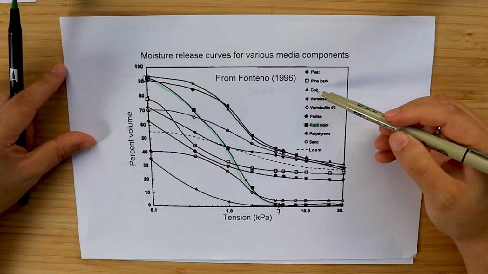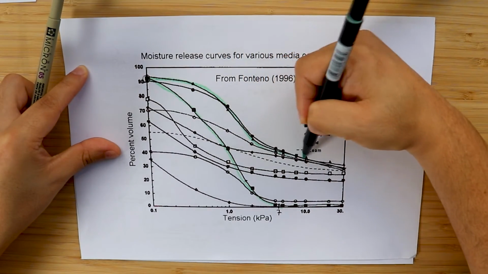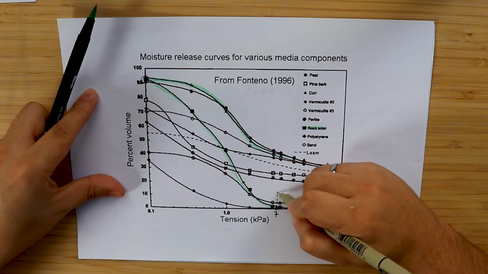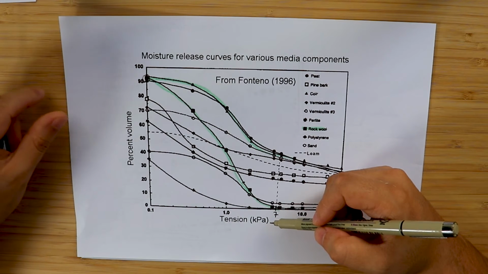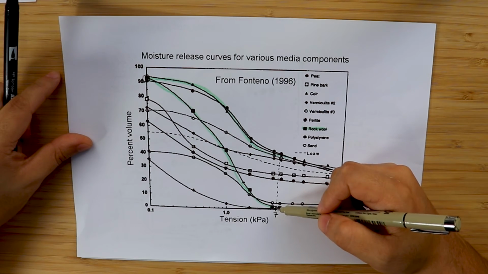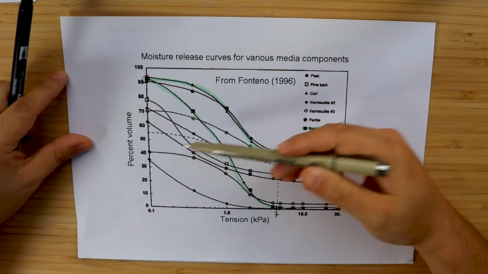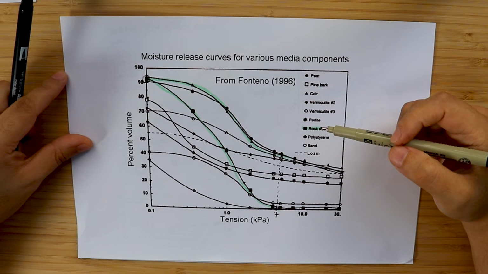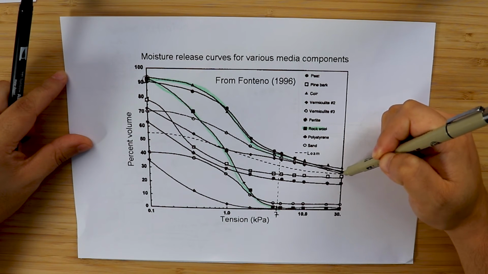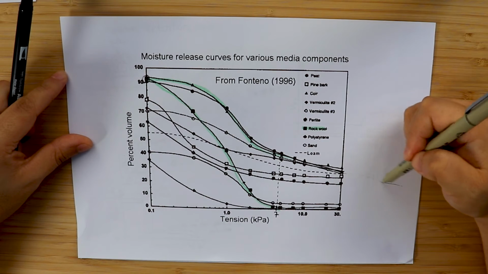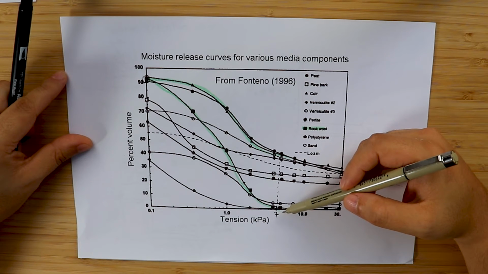Now let's compare that with coco. We have here a coco core, which is this one here. So let's look at an equivalent dryback. For an equivalent increase in tension, so for an equivalent increase in the effort that the plant has to make to draw water, the Rockwool has dried almost entirely, and the coco has only dried around 40% of the water content that it has. So you can see how the plant now needs to make a huge effort to dry this any further. And this becomes flatter and flatter as you go out. So you can see how coco is very, very different from Rockwool.